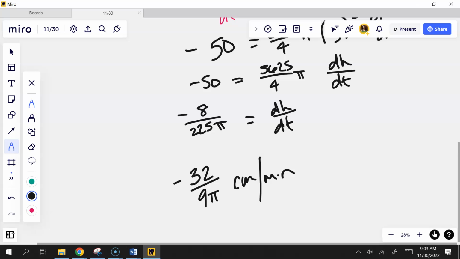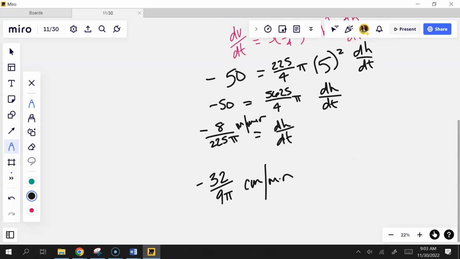So I would be okay here if you said meters per minute. But if they ask you, I'm glad we got that one right. Thank you, Lord. Okay. Does that make sense?